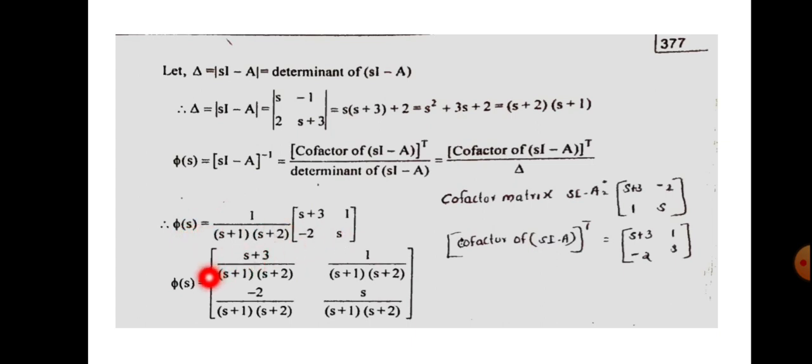Next what you want to find is e raised to At. What is e raised to At? e raised to At is phi of t. How will you get phi of t? Phi of t is obtained from the inverse Laplace transform of phi of S. So you can write phi of S, because this quantity is multiplied for each term inside the matrix. So you will get S plus 3 by S plus 1 into S plus 2. Similarly, all other terms will be multiplied by this term. So you will get the matrix like this.